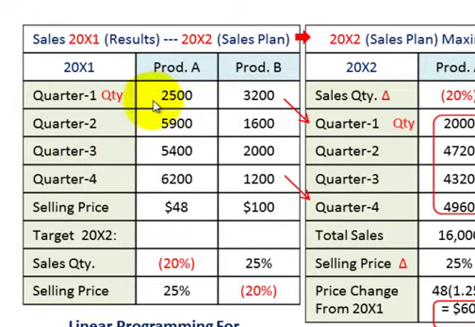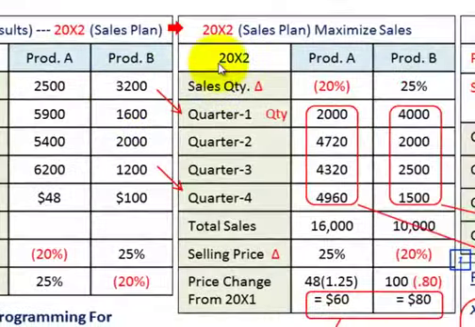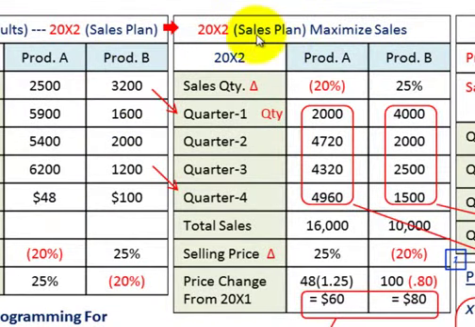Based on the previous year's numbers, we're going to have some changes in our sales quantities and also our selling price. Again, we don't want to get lost in this, but we want to understand how we can incorporate these into our linear program. So based on that, our 20x2 sales plan is where we want to maximize our sales. We're going to start out with some sales quantities that we have to deal with.